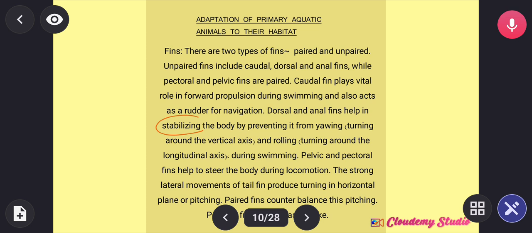Which means fin is an important structure for them to swim. You understand? And I said we have two types of fins, which are paired fins and unpaired fins. Paired fins include the pectoral and pelvic fin, and unpaired include dorsal, caudal, and anal fin. So that is just it.